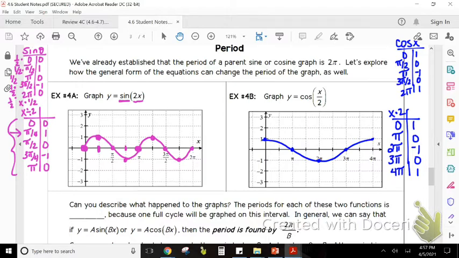All right, so it says, can you describe what happened to the graphs? The period for each of these two functions is 2 pi over b, because one full cycle will be graphed in this interval. In general, we can say that if y equals a times sine of b theta, or y equals a cosine of b theta, then the period is found by 2 pi over b. That's important, guys. To find the period for sine and cosine, or their reciprocals, you're going to take 2 pi and divide it by b.